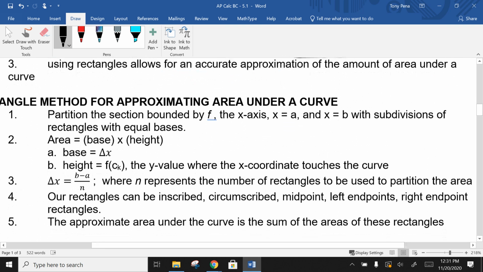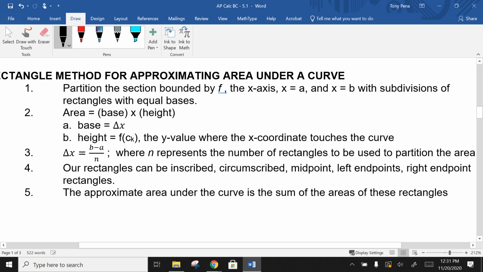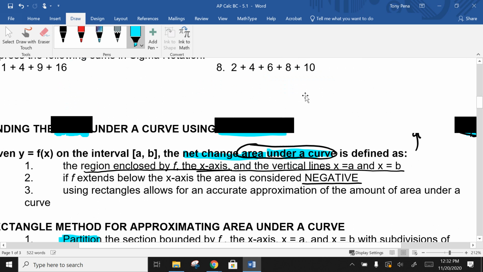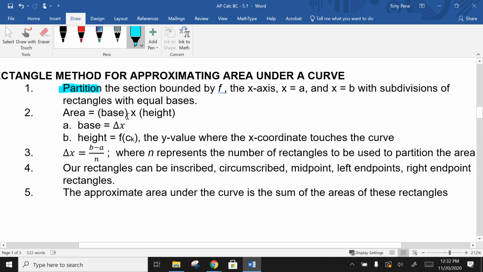So for us to do this, the rectangle method for approximating the area under a curve, can we still see that? Yeah. So first, number one, it says partition, which just means break it up, so divide it. Divide the section bounded by the function and the x-axis between A and B, with subdivisions of rectangles with equal base. So kind of what I did informally up here. We would want all these bases to be equal to each other, and I'm just going to break it up evenly to get all these rectangles. The reason we can use rectangles is because we know how to find the area of a rectangle. That's simple. We've been doing that for a long time. It's our base times our height.